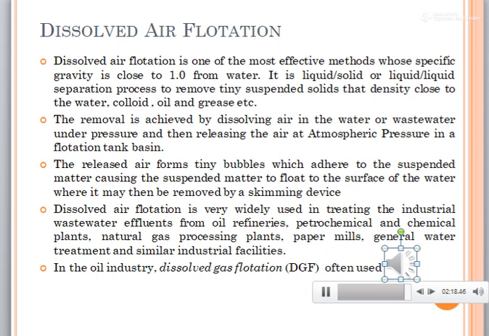In the oil industry, dissolved gas flotation is often used instead of dissolved air flotation, in which dissolved gases like nitrogen are used instead of air.